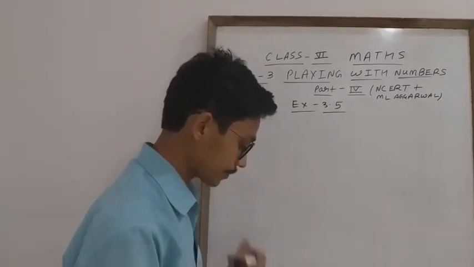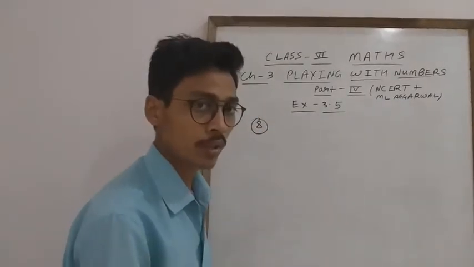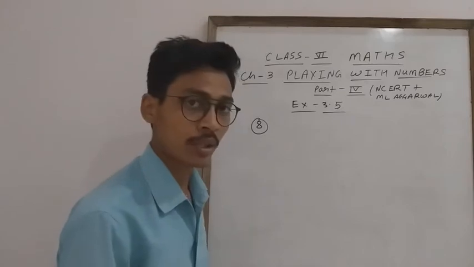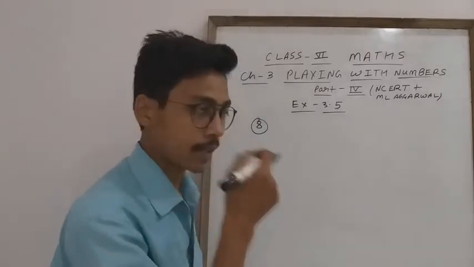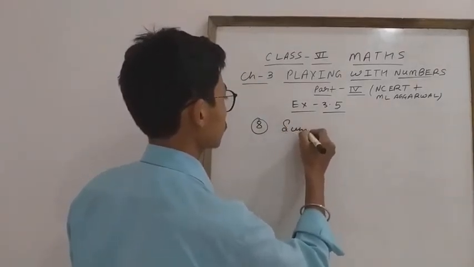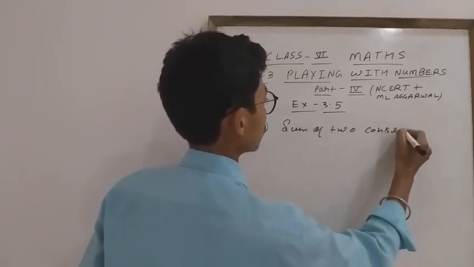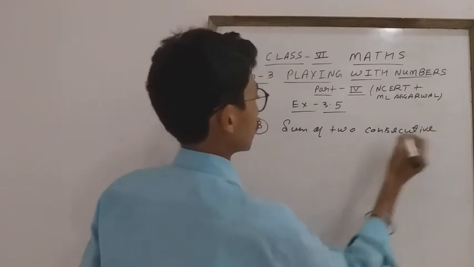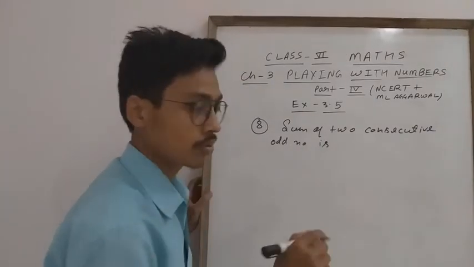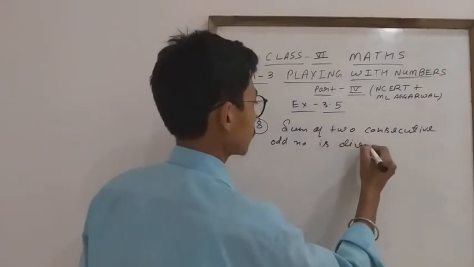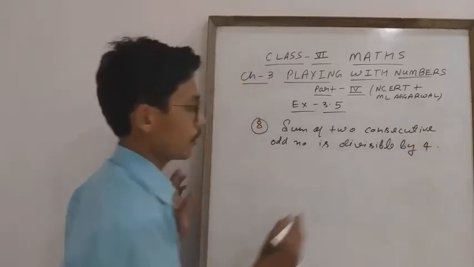Now here I am going to explain question number 8. See students, all the other questions you will do yourself because they are based on the same pattern. Look, the 8th question is given: the sum of two consecutive odd numbers is divisible by 4. What is given? Sum of two consecutive odd numbers is divisible by 4. What is the meaning of this, students?